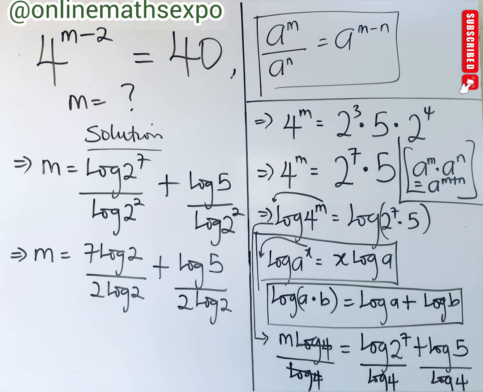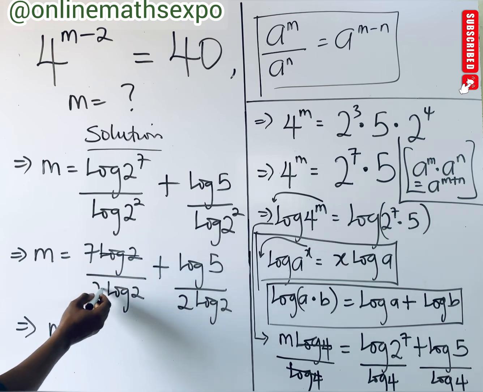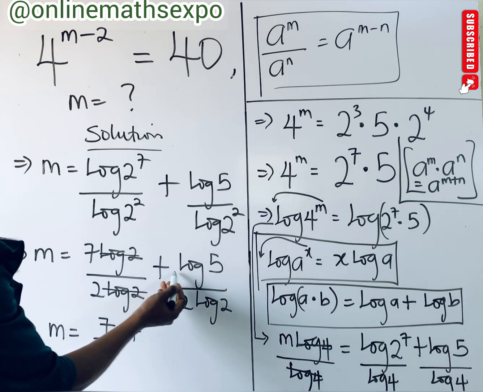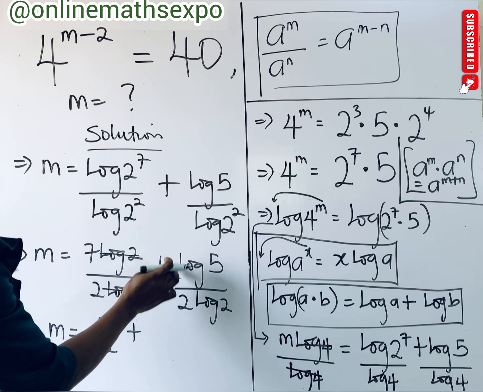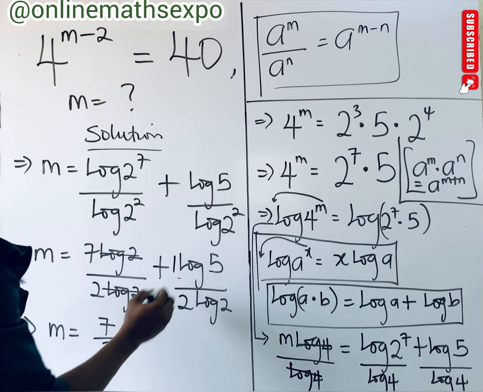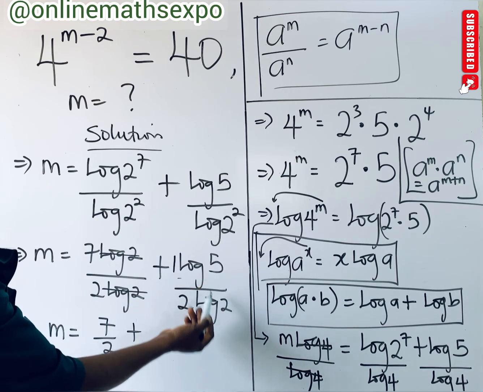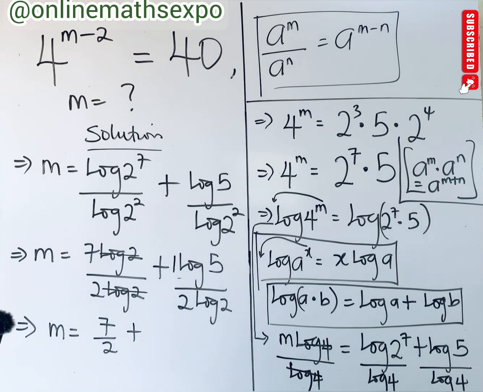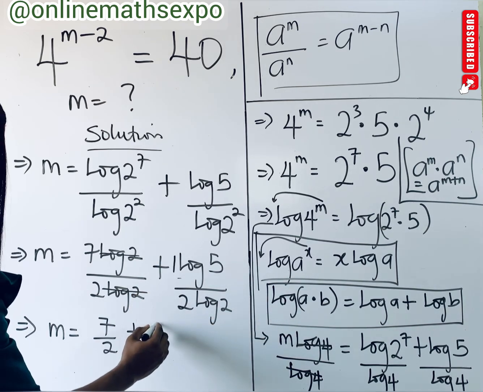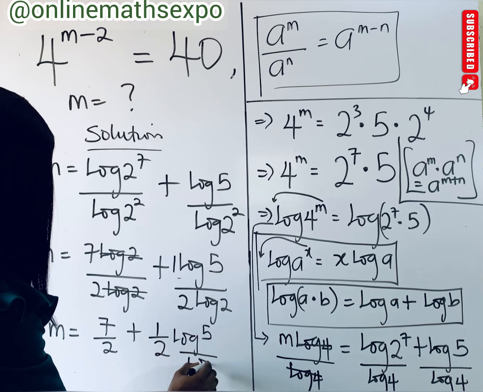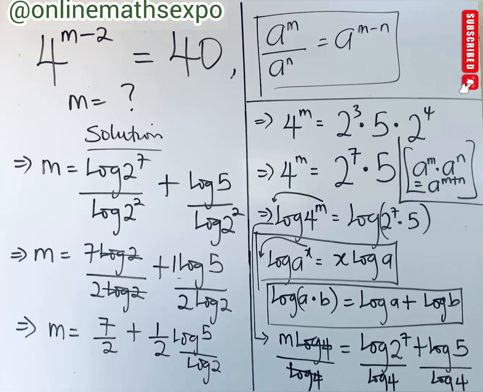You see, we are simplifying it now. So at this point, we have m is equal to log 2, we cancel log 2 because they are the same, okay? And you'll be left with 7 divided by 2 plus. Now, observe carefully that every log without a number here has a coefficient of 1. Please remember that, okay? So in this case, you cannot cancel log 5 and 2 because they are not the same numbers. So what you just do is you are going to have 1 over 2 log 5 divided by log 2. But we can't leave our answer this way.